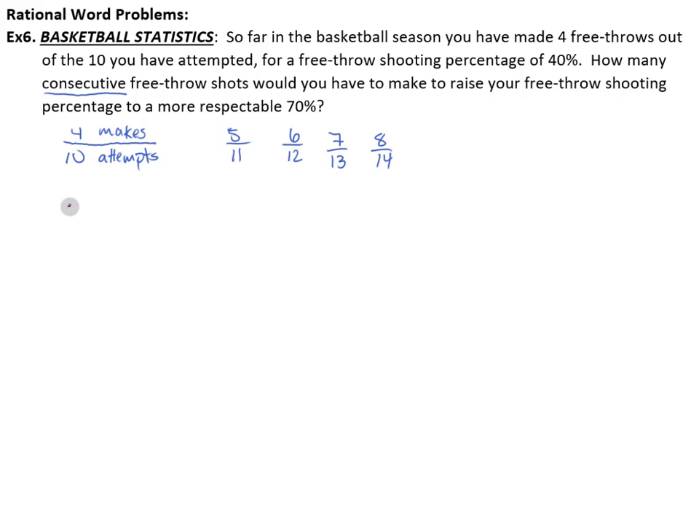Okay, but what I know is if I take my 4 out of 10 and we increase them by some number. So if my makes goes up by some number and my attempts goes up by the same number, because remember these are going up, right? Each adding 1 to get to the next number.